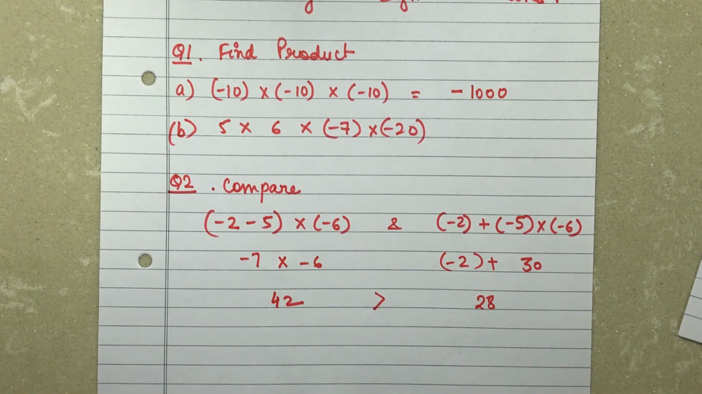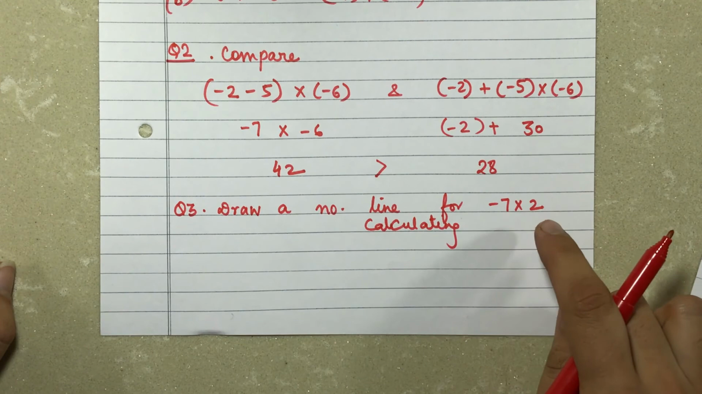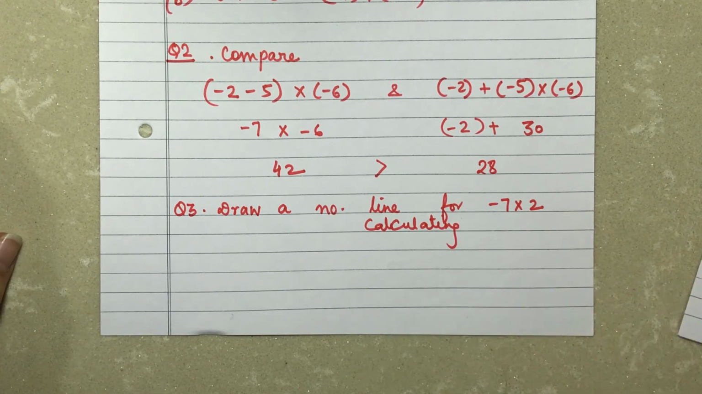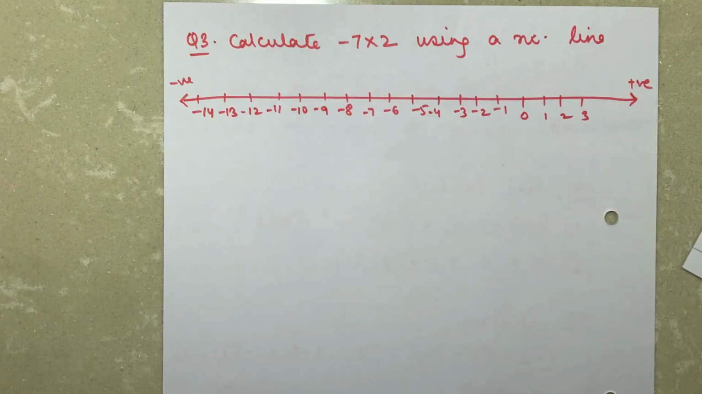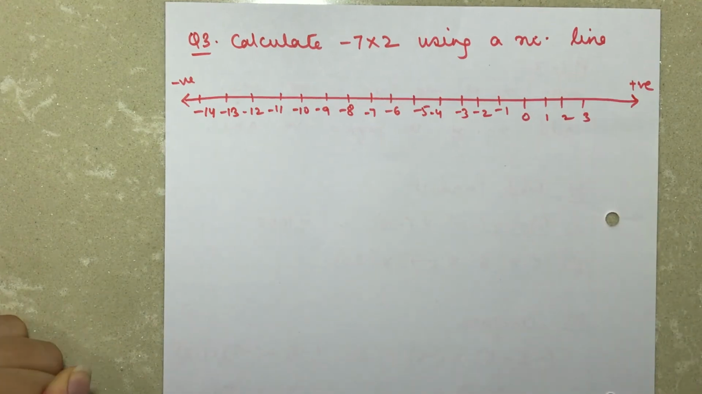Let's do one more type of question that comes in the exams. Next and the last question is that we have to find out the value of minus 7 into 2 with the help of a number line. Let's see how we are going to do that. So the last question for today, calculate minus 7 into 2 using a number line. I have drawn a number line here which has both positive and negative numbers. So let's see what the answer is going to be.